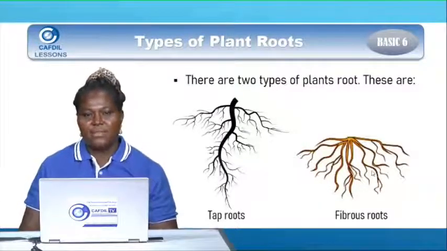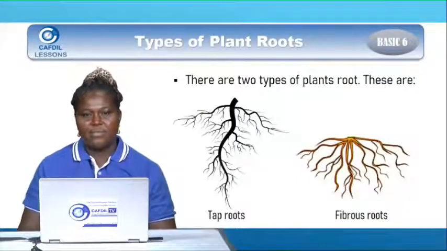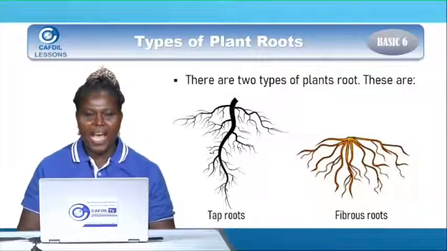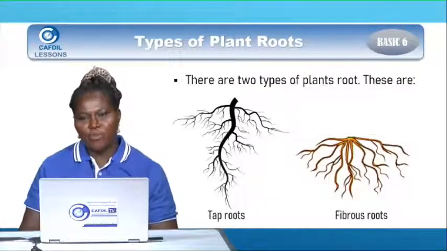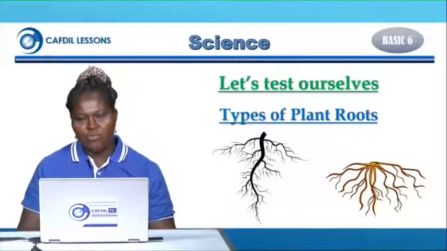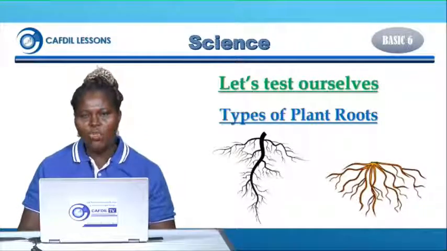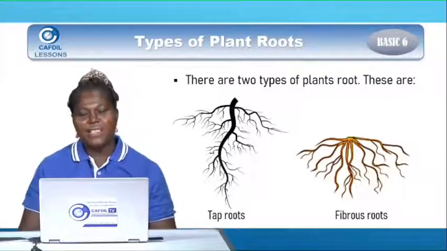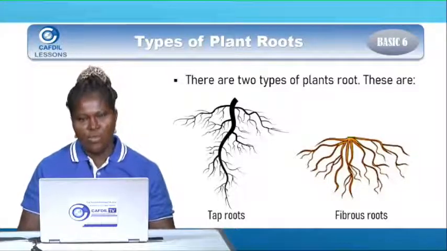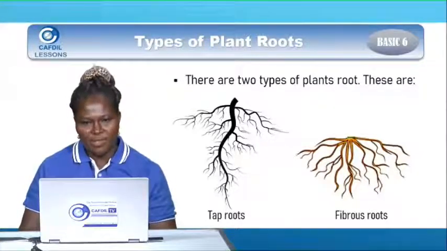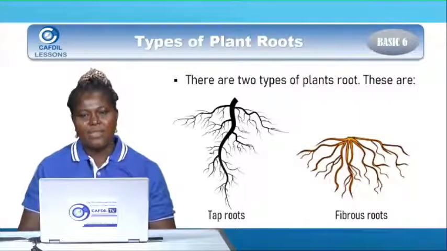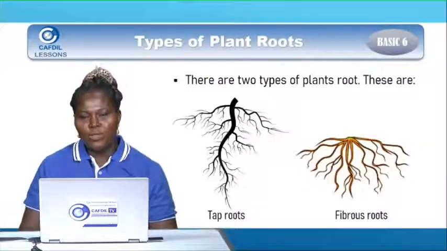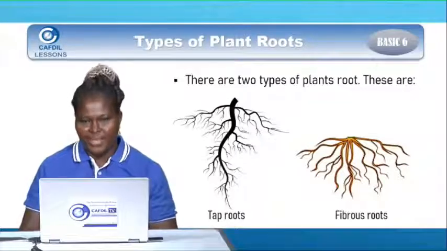And we looked at two types of plant roots. And these are tap roots and fibrous roots. And we also looked at some examples of plants with tap roots and examples of plants with fibrous roots. We looked at the mango, the tomatoes as the tap roots and others. And for fibrous roots, we looked at the bamboo, we looked at the onion and others.